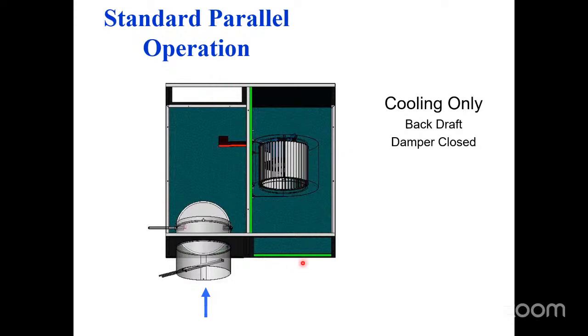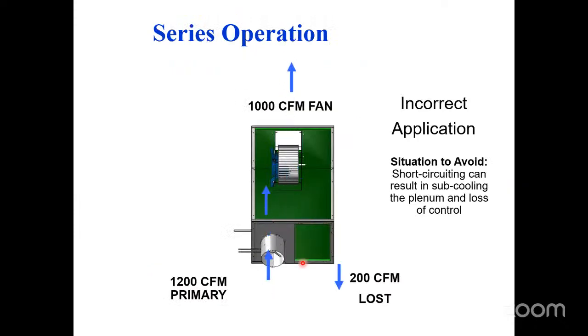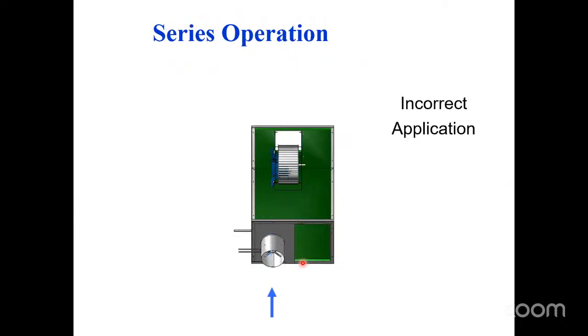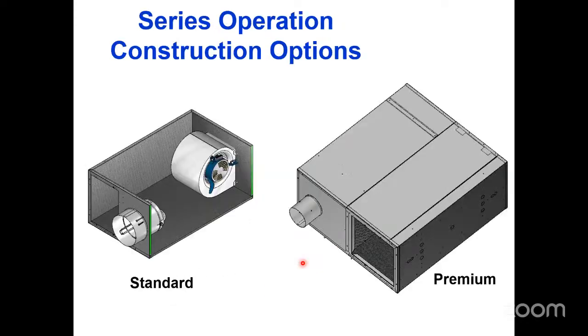So on a series fan power box, the fan runs all day long. Whenever this place is occupied, that fan absolutely has to run. It can never shut off. Plus the main air handler fan is running, obviously.